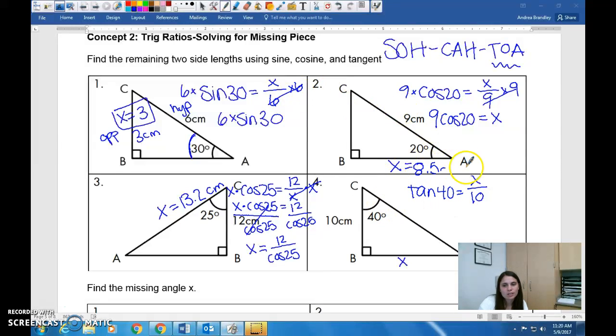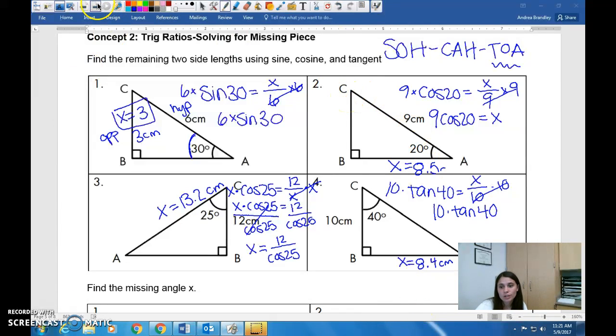So this one is just like numbers 1 and 2. I can multiply by 10 on both sides. My 10s cancel, and I have 10 times the tangent of 40. So if I enter that in my calculator, I get about 8.4. So x equals 8.4 centimeters. So that's the basic process of finding missing side lengths.